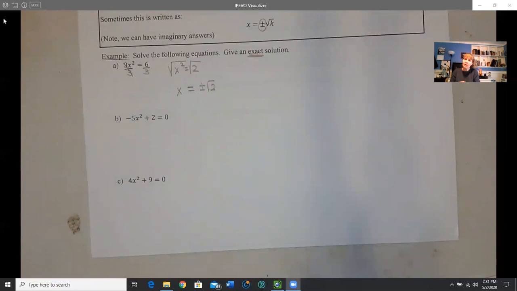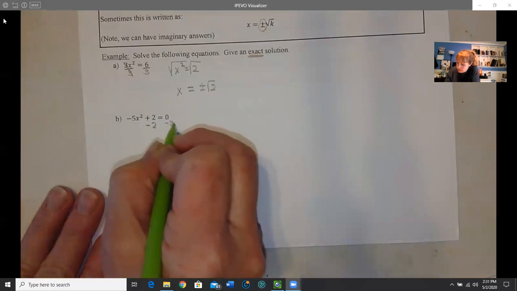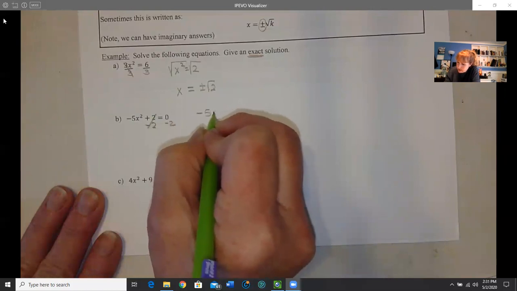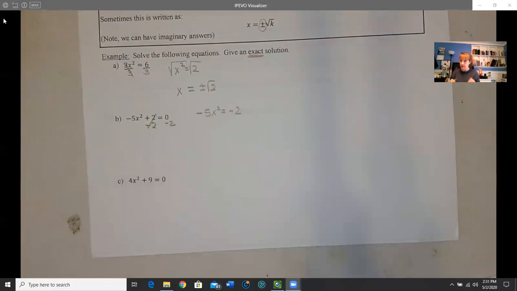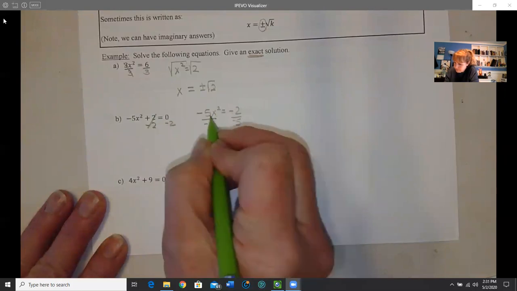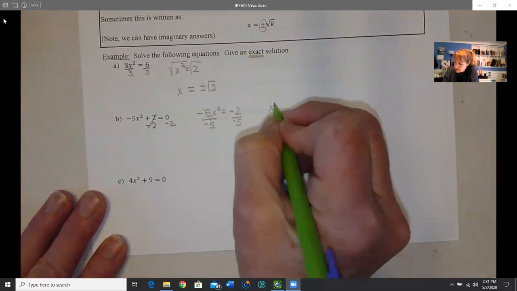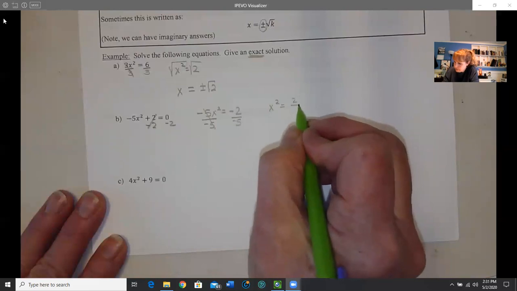Our first step, it's not really too bad, and that is to isolate the x squared. In the last chapter, we isolated the square root, and then we squared both sides. Now we're going to isolate the x squared and take the square root of both sides. So to isolate the squared, we're going to subtract 2. Minus 5x squared equals a minus 2. Now, in order to isolate the x squared, we'll divide by a negative 5. So here, x squared equals a negative over a negative is a positive, so we get 2/5.